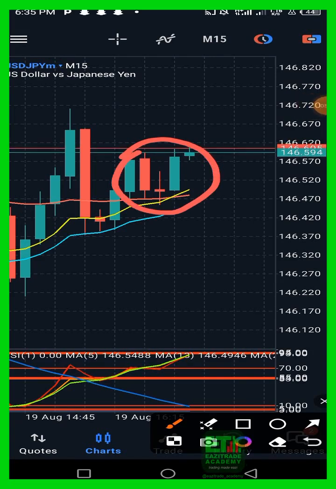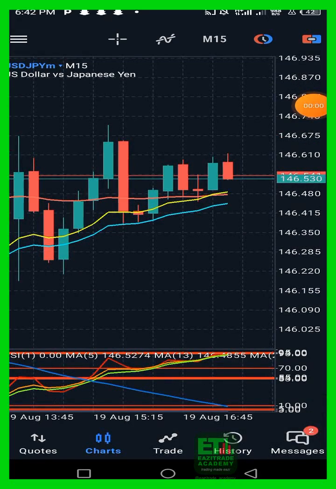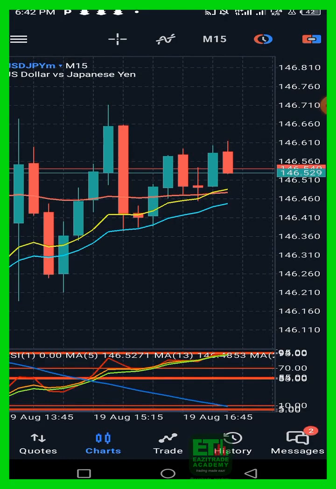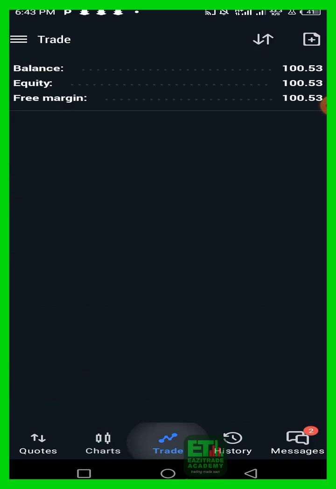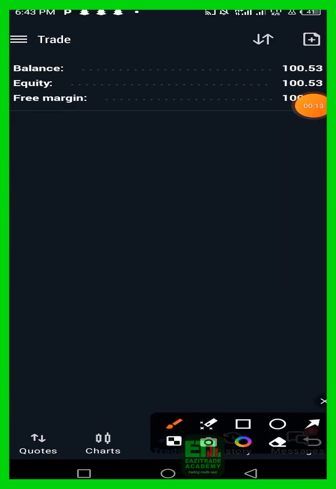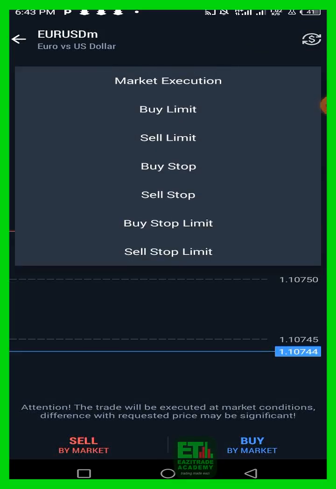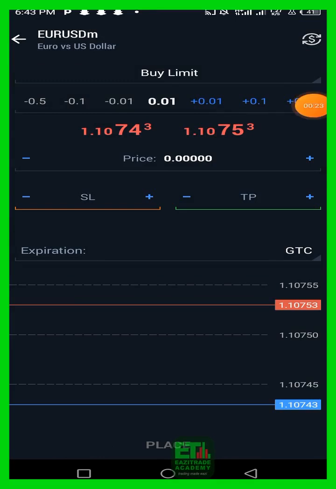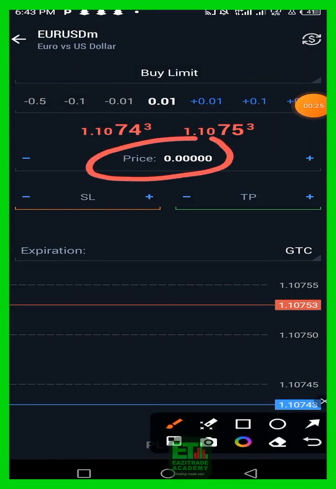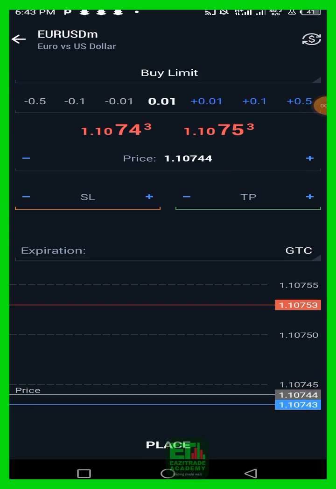I'm going to be taking a dive into this particular trade, where I see that a morning star occurred on the 15 minutes time frame. All I have to do is click on trade, look below your account, click on trade, and click on this particular symbol. Change market execution to buy limit. Click on this price area. It has formed. So just take the trade.